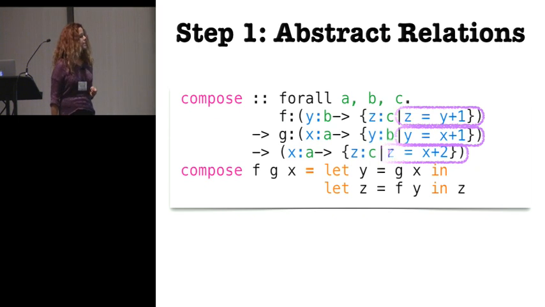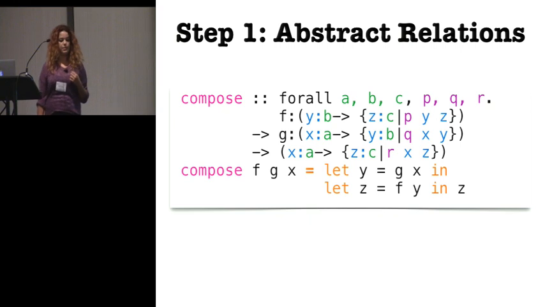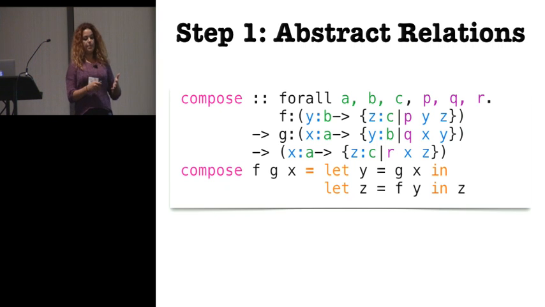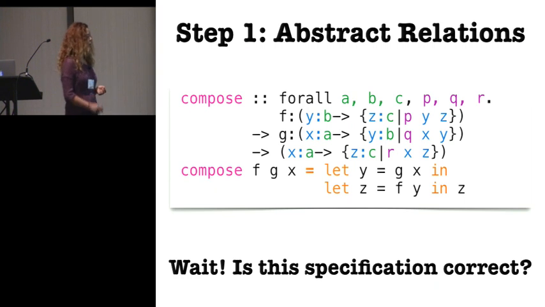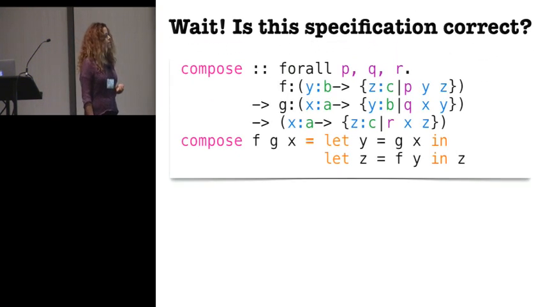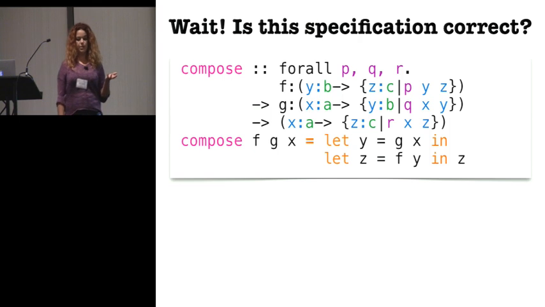So I'm going to abstract over this relation and say, for example, that the first argument f is a function that satisfies the abstract relation P, for every relation P. So now this is a very abstract type for compose. And the question is if this specification is correct. So our next step is to go and check if this specification is correct.